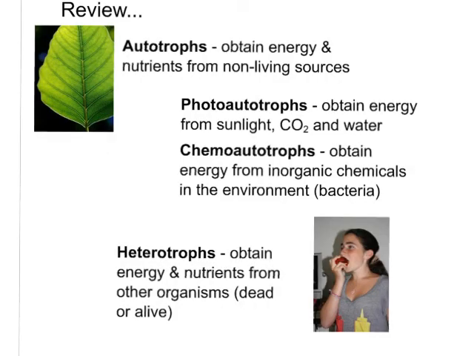A couple of terms that I just want to review with you before we go on. You probably already know this from your middle school science classes, but autotrophs are organisms that obtain their energy and nutrients from non-living sources, such as a photoautotroph is one that is able to carry on photosynthesis, so they can obtain energy from combining sunlight, carbon dioxide, and water. A chemoautotroph will obtain their energy from inorganic chemicals in the environment. And these types of organisms are always bacteria.